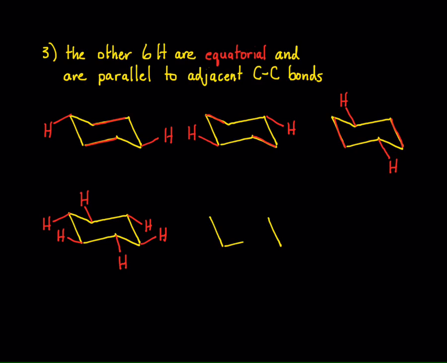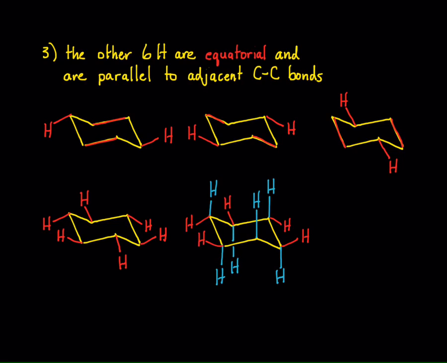Now, we can put everything together. We have our axial hydrogens, right? The ones that are in the axial position. They're vertical to the ring, and then we have our equatorial hydrogens. And so, if I take the structure on the left and I basically superimpose it onto the structure on the right, I get this. And that is the complete structure of cyclohexane with all of its hydrogens.